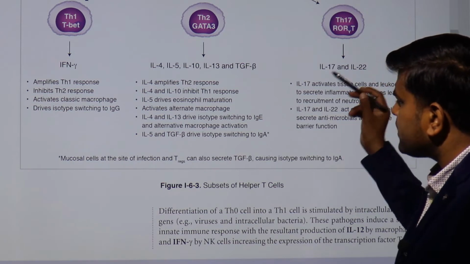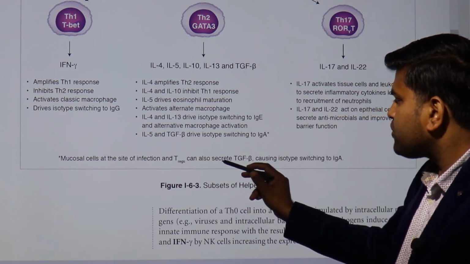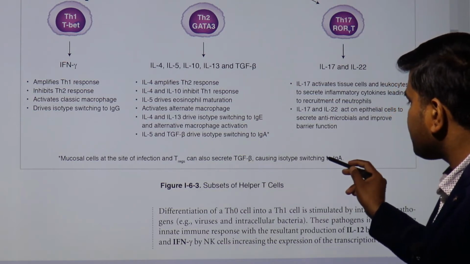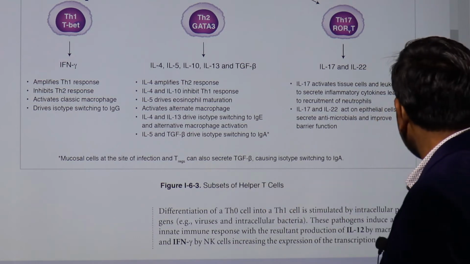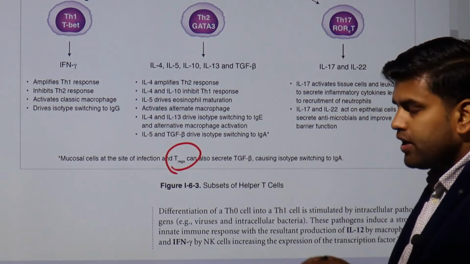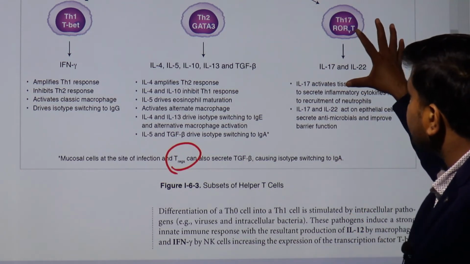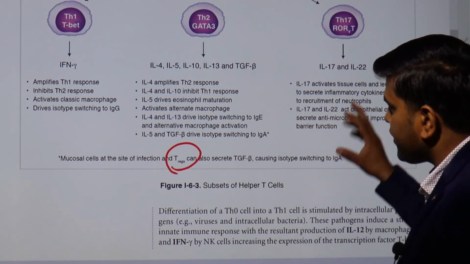This also regulates the mucosal cells at the site of infection, and Tregs also secrete TGF beta, causing isotype switching to immunoglobulin A. This Treg helps in controlling the inflammation, so shutting down the activation. That can also be Th17 as a regulatory cell. You can think of it as the T cell which is a regulatory cell.